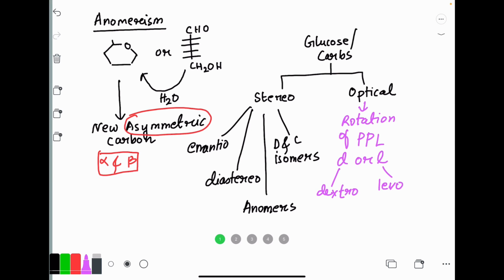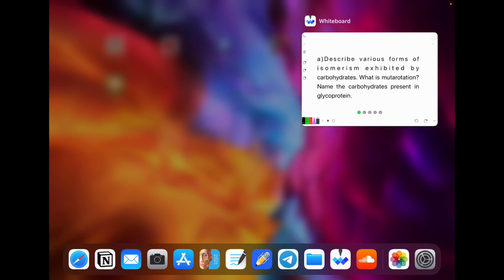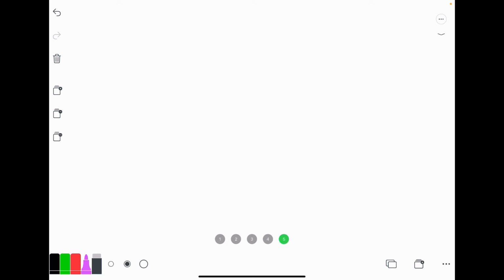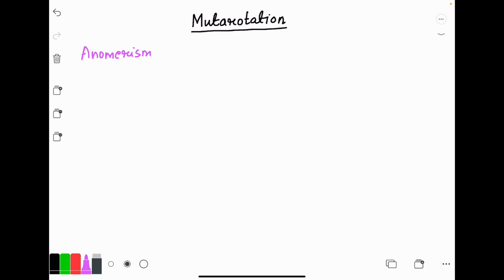Now let us move to the part of mutarotation. Let me add some more pages. Right, what is mutarotation? In mutarotation, what happens is, as we've learned before in anomerism, that there are alpha and beta anomers.